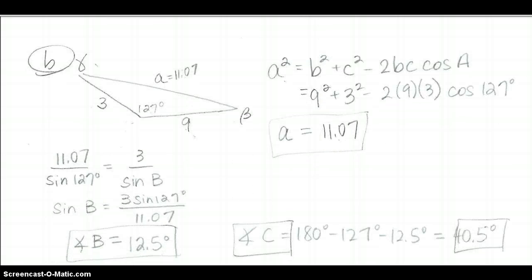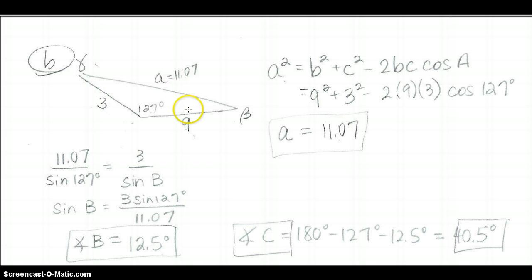For this one, you're given side, angle, side. And so the first thing that we're going to do is find the missing side. Okay, so here's our formula. We plug in the sum of the squares of the two given sides minus 2 times their product times the cosine of that given angle. So we're just plugging this in your calculator as it sits. I don't have to do anything else, and I get that side A is 11.07.